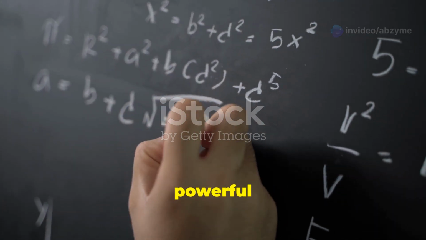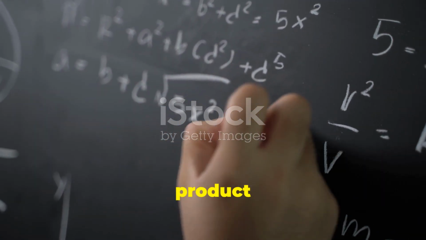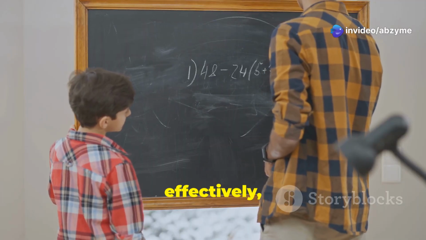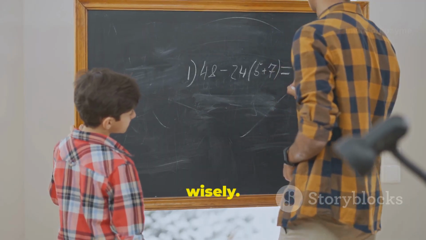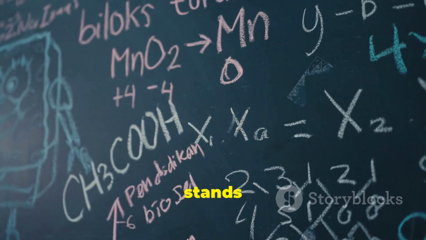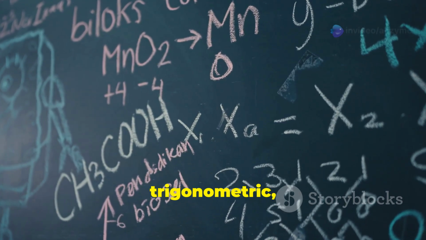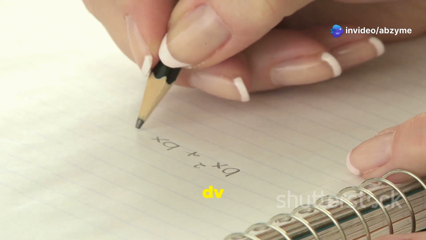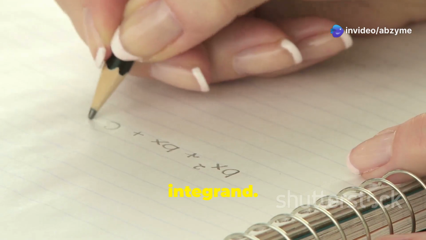Integration by parts is a powerful technique that allows us to integrate the product of two functions. The formula for integration by parts is the integral of u dv equals uv minus the integral of v du. To apply this formula effectively, you need to choose u and dv wisely. A helpful mnemonic for choosing u is LIATE, which stands for logarithmic, inverse trigonometric, algebraic, trigonometric, and exponential. Once you've chosen u, dv is simply the rest of the integrand.